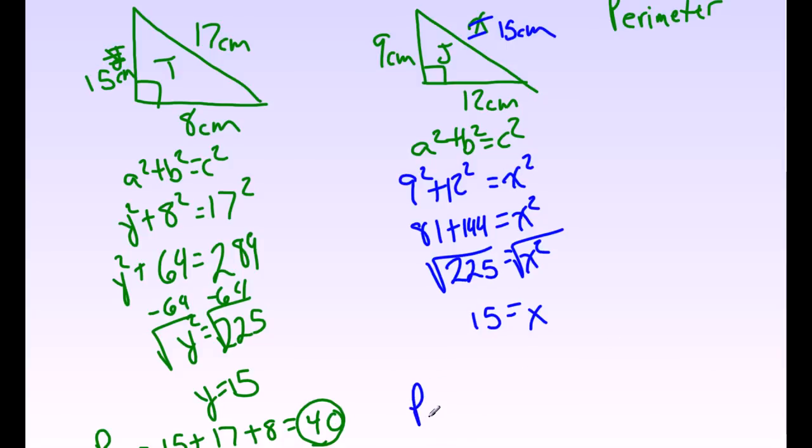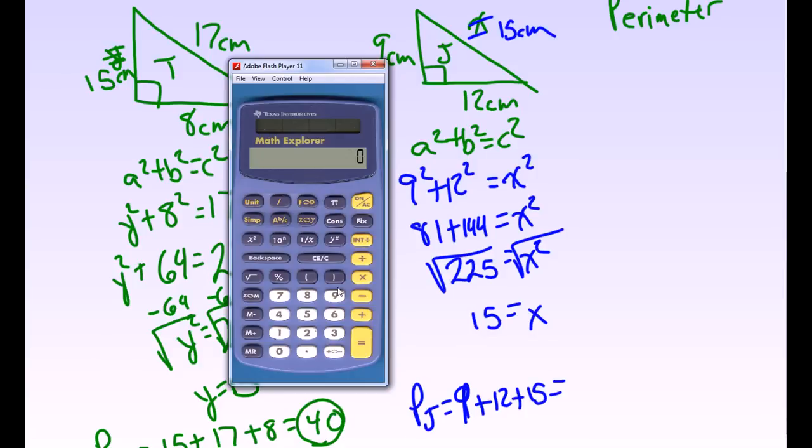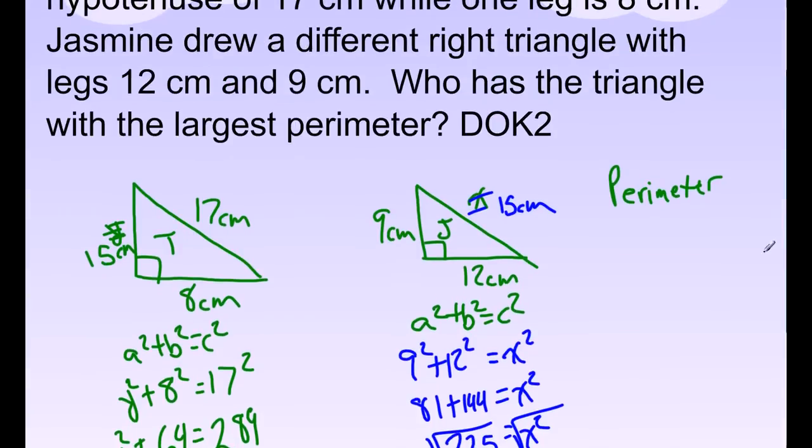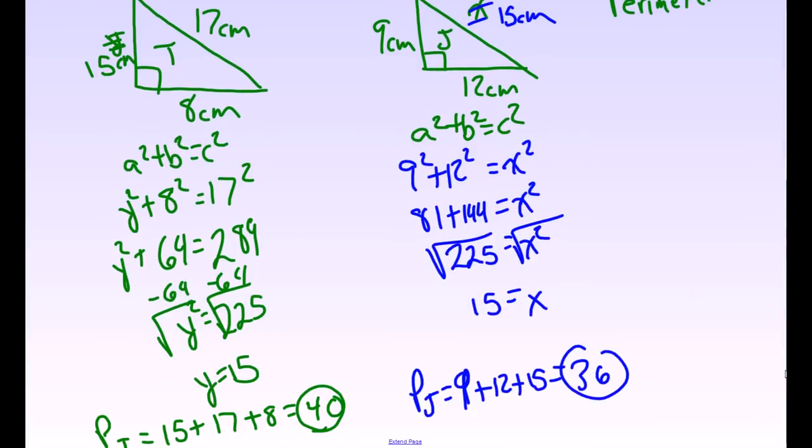So now I have enough information to find the perimeter of Jasmine's triangle. You'd take 9 plus 12 plus 15 equals her perimeter. 9 plus 12 plus 15 equals 36. So the question was, who has the triangle with the largest perimeter? I had to find the missing side of each triangle in order to find the perimeter. And now that I have the perimeter, I can tell you that Tom's perimeter is larger. Tom has the triangle with the largest perimeter.